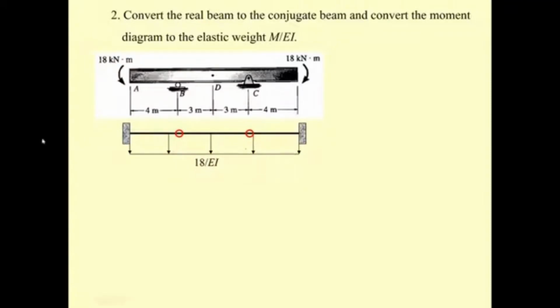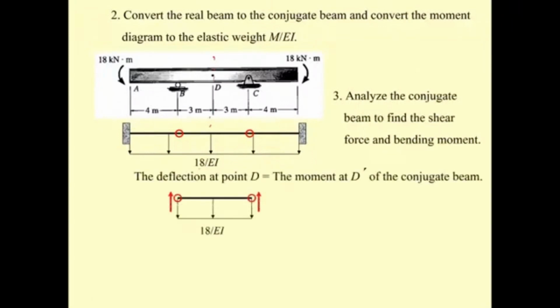And you may see, due to the symmetry again, you may consider only this portion of the beam. And you may see that V sub B prime and V sub C prime are going to be equal. Before we can determine the deflection at D, or the moment, this is going to be M sub D prime, we have to determine the shear first.